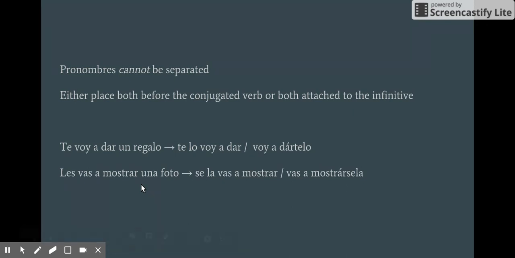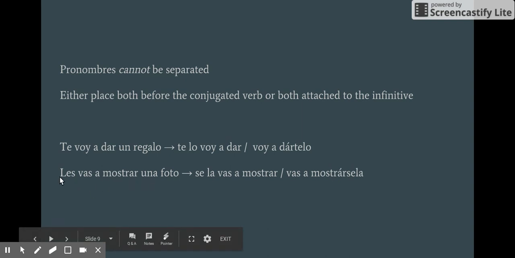One thing to remember is that pronouns cannot be separated. You either have them before the conjugated verb or attached to the infinitive verb, but you can't have one before or one after. They both have to be together either before or after. So, an example, te voy a dar un regalo, te being the indirect object pronoun and un regalo being the direct object. So, we could either place them before the conjugated verb, te lo voy a dar, or attached to the end of an infinitive, voy a dártelo.